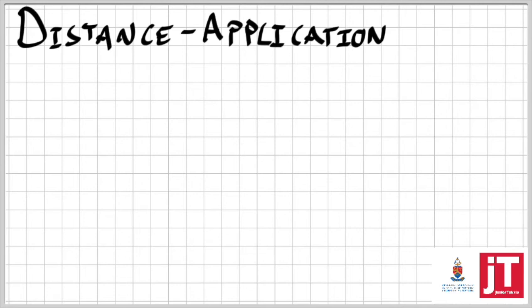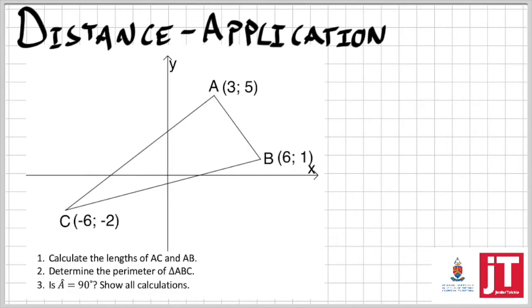In this specific video, we are going to look at the applications of distance formula in a variety of situations. So let's look at this example. I'm giving you three sets of coordinates, A, B, and C. The first question is, calculate the lengths of AC and AB. Now for you watching this video, this should be easy because you would have done it in the previous videos as well. Let's go directly into the formula.